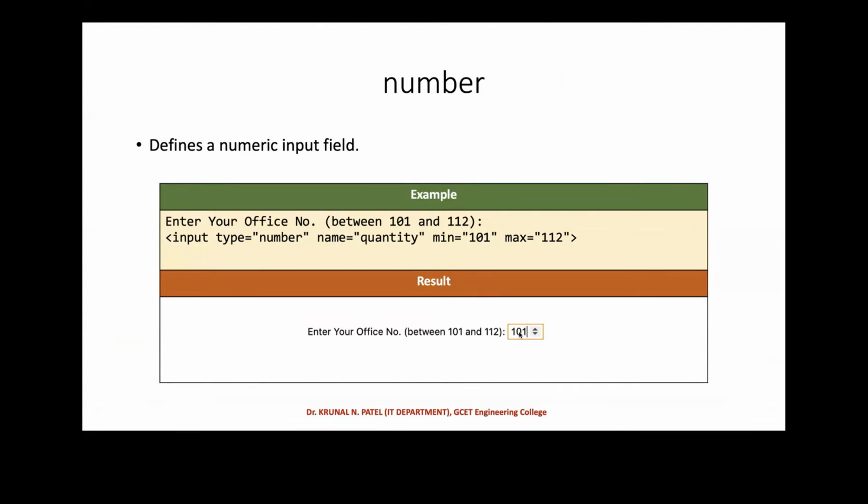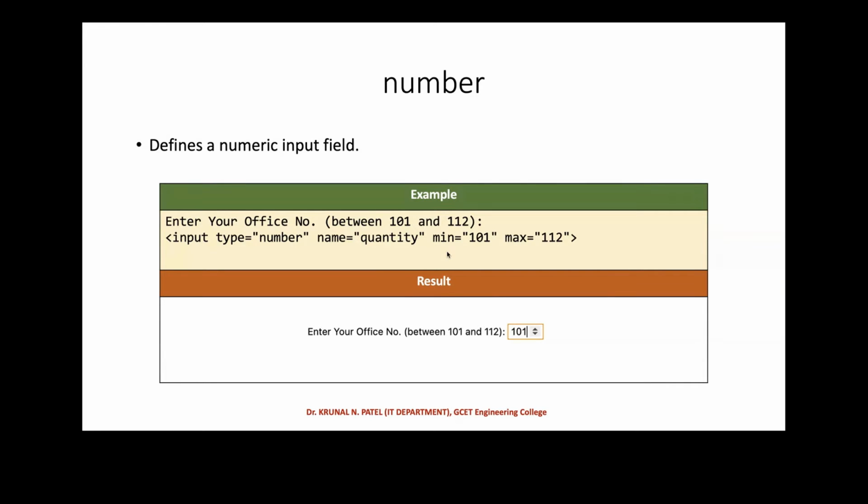The next thing is number, right? So here you can just select the numbers. Type equals number, and here you can provide minimum and maximum. It is for numeric inputs.